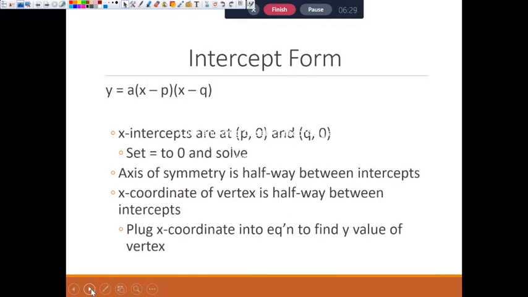Your axis of symmetry is halfway between your intercepts. The x-coordinate of the vertex is halfway between the intercepts. Plug the x-coordinate into the equation and find the y of the vertex.